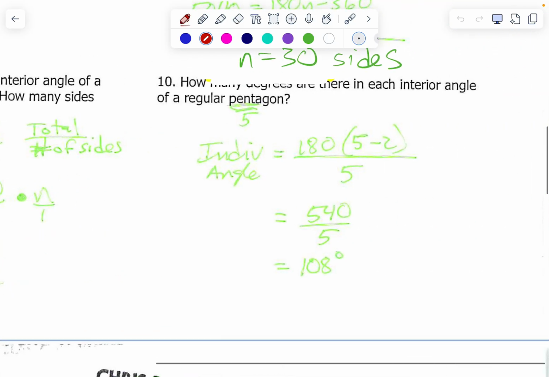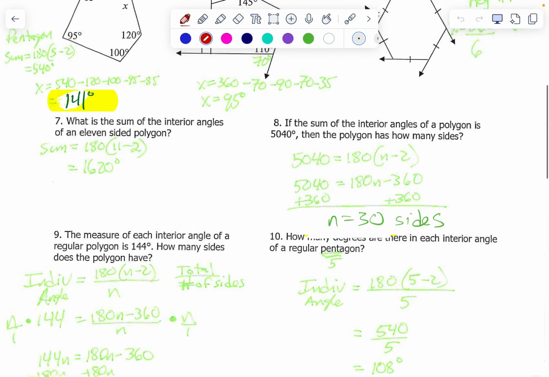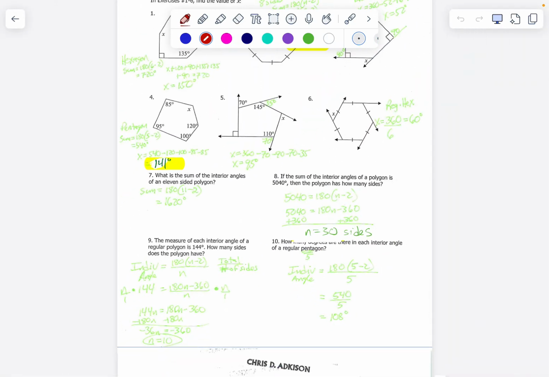Okay, number 10, how many degrees are in each interior angle? So that second formula that we wrote, only this time we're plugging in for the n instead of for each angle. So that's a more straightforward solution, and you end up with 108 degrees in each angle. Without 1, how'd you do on those other 5? Give me a thumb on the other 5.